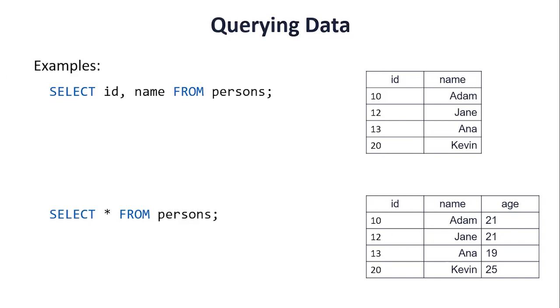So let's say in our persons table, there are some records. And if you write a query, select ID, comma, name from persons, this first table would be the result set that you get. Only the ID and name columns. And if you write another query, select all from persons, you should get all the columns available in the persons table. So in this case, we will get all 3 columns.